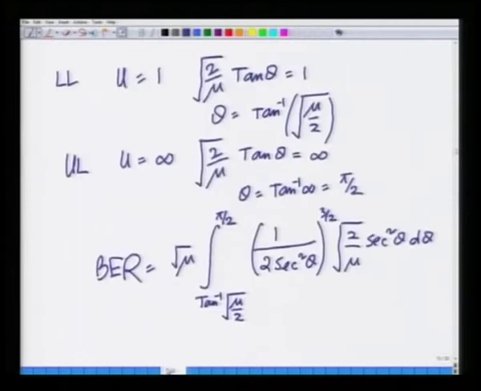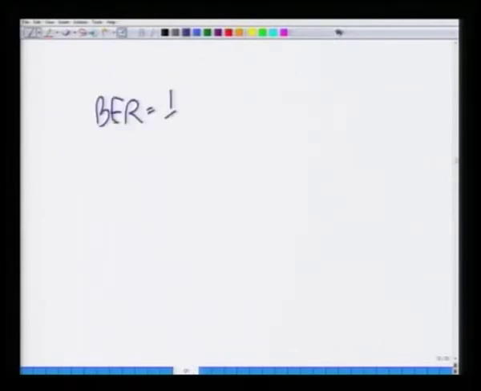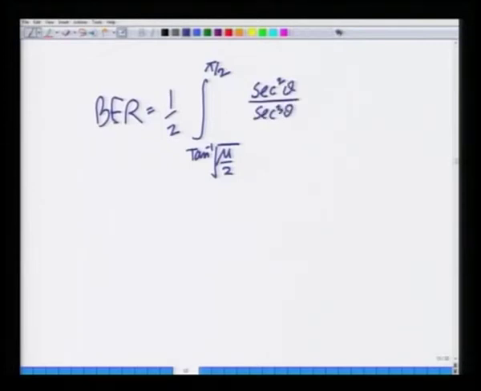For instance, you can see here that the square root of mu here cancels with the square root of mu in the denominator. There is a square root of 2 in the numerator and there is a 2 to the power of 3 by 2 in the denominator, which will give a factor of half. So, this integral can be simplified readily as integral tan inverse square root of mu over 2 to pi by 2 secant square theta by secant cube theta d theta.